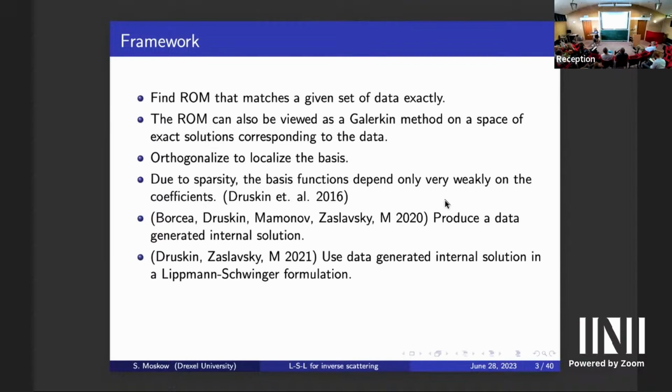So because we can produce from the data an internal solution, we could use this data-generated internal solution in a Lippmann Schwinger formulation. You write down an integral equation, which is frequently used to solve inverse problems. And if the data gives us an internal solution, then we get a linear equation to solve for the unknown. So that's the basic idea.